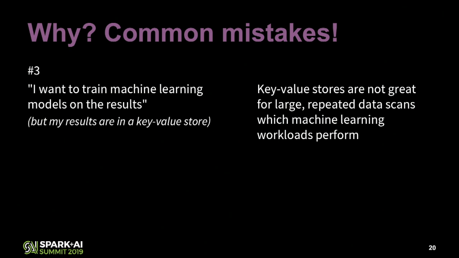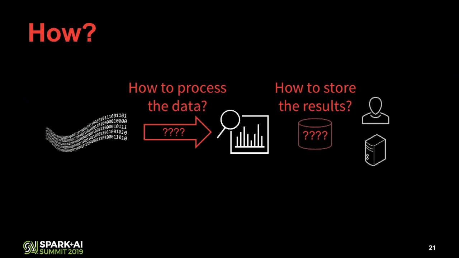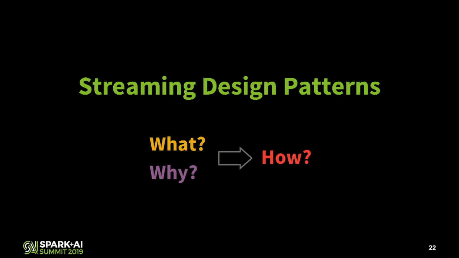So it's very important to really ask, why are you doing this? Why do you want what you want? And finally, once you understand that, the next step is how to achieve that, like how to process the data and how to store the results in the correct way. My proposition is that if you understand the what and why, your how will automatically fall out of it if you really think about common design patterns. And that's what I'm going to talk about.